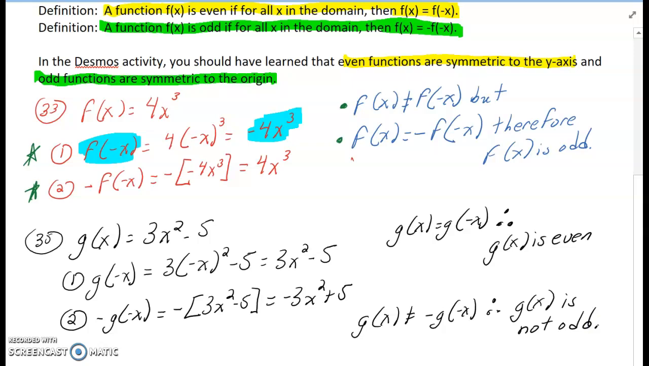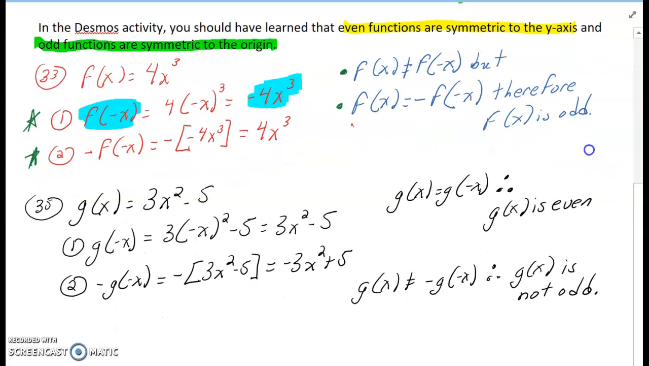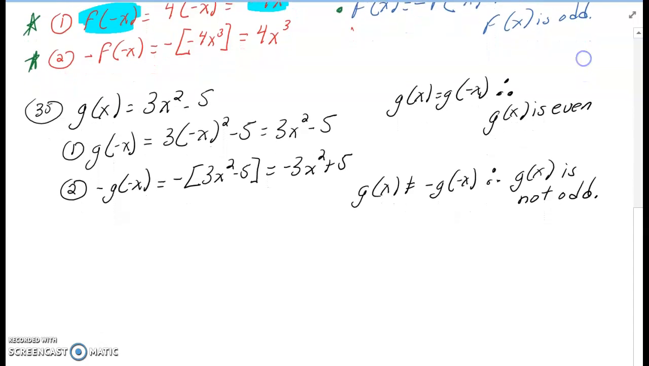Now there's not too many functions that are both even and odd. You could ponder that. You could see if you could find any functions that are both even and odd, and we'll discuss that in class. Let's go through a couple more problems. Number 37.